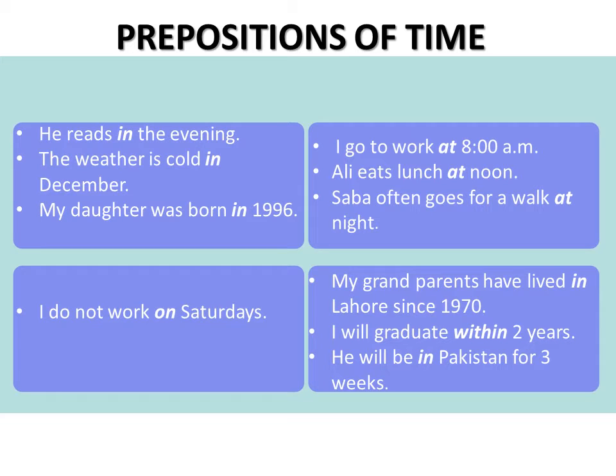At is used with the time of day and also with noon, night, and midnight. These sentences with at are there in the box on the right hand. I go to work at 8 am. Ali eats lunch at noon. Sabah often goes for a walk at night. On is used for days. For example, I do not work on Saturdays.